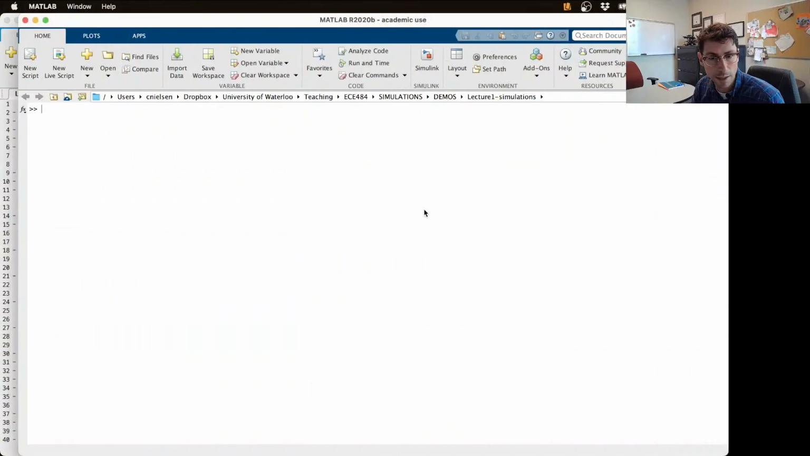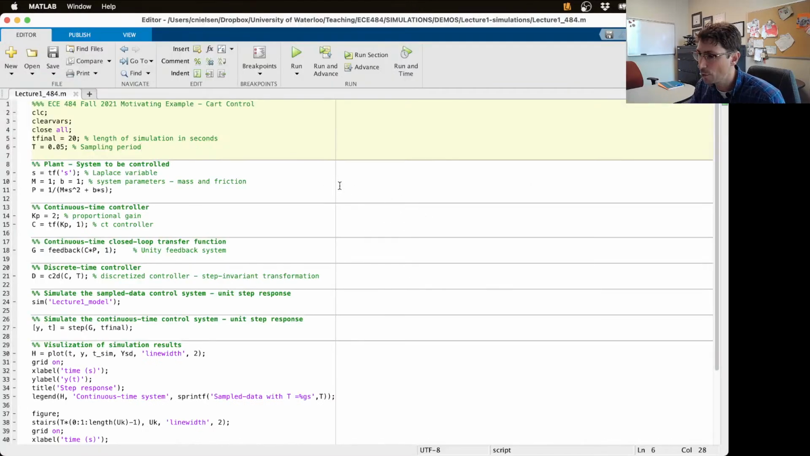So I think we're good there, MATLAB. Okay, so I'm going to just kind of describe the code here, and then, again, you should play around with it on your own. So this is just our motivating example, the cart control. I'm going to simulate this system for 20 seconds. So that's this line 5 here. For the first simulation, I'm going to set the sampling period to be 0.05 seconds. So relatively fast sampling, okay?